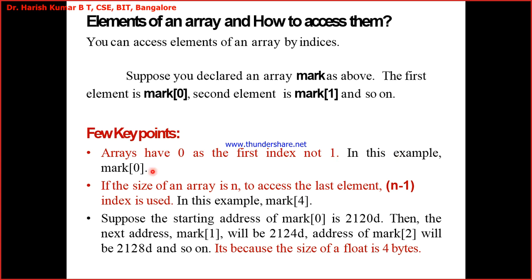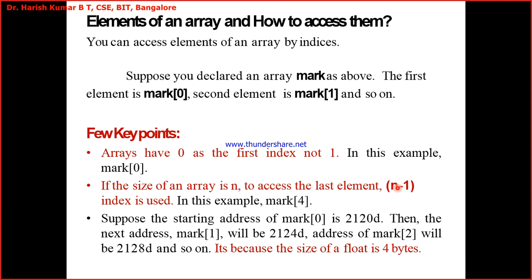So in this example, mark of 0 is the default index value, where the first element of the array is stored. And the other thing is, if the size of an array is n, to access the last element, what you have to do is n minus 1. So n is the number of elements in the array, and n minus 1 gives you the index of the last element.